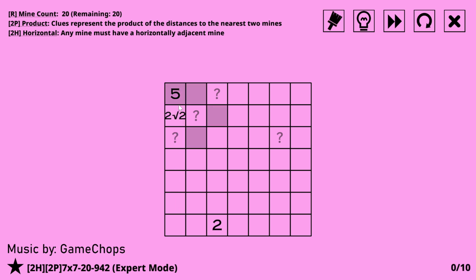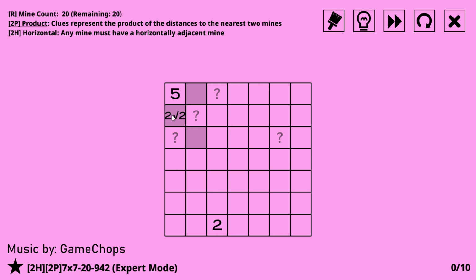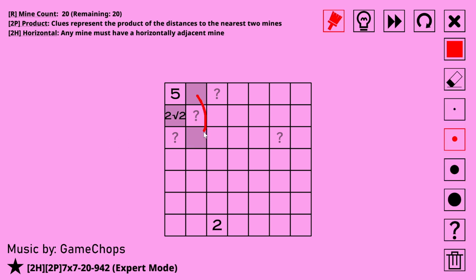Or maybe this 2 by 2 would... yes. This 2 by 2 can never be 4 away. Right, so even if you had... oh, in fact, this 2 by 2 cannot see anything that's 1 away anymore. Which means it just must be 2 times root 2. So one of those is a mine.